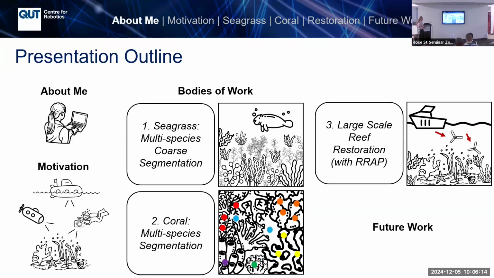Then I'm going to talk about coral segmentation. So a similar problem, but here looking for different types of corals in images. And then finally, getting more into that intervention space. So here we're looking at the coral reef restoration problem, and that's work I'm currently doing with the Reef Restoration and Adaptation program. And then at the end, there should be a little bit of time to share some ideas about future work where I think we can go from here.